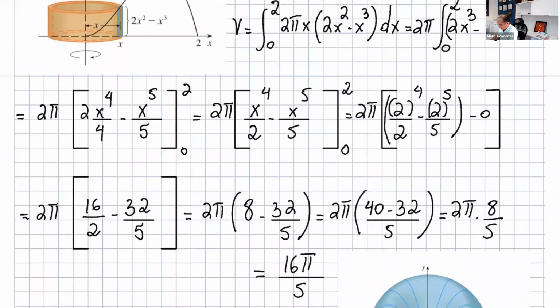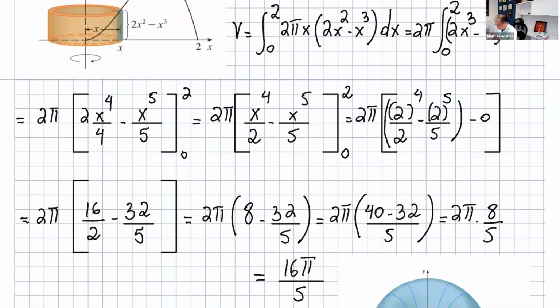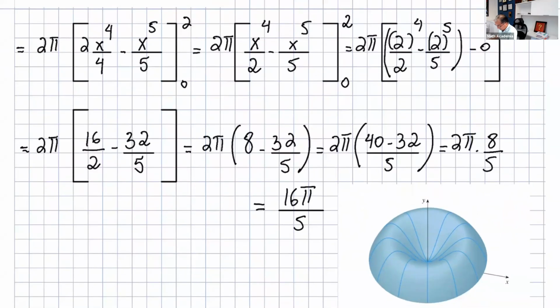Then it's a pretty simple integral. If you integrate that, again, you can distribute dx and then take the integral term by term. So you get x to the 4th over 2 minus x to the 5th power over 5. Substitute 2 and 0. And if you do all these calculations, you get 16 pi over 5.